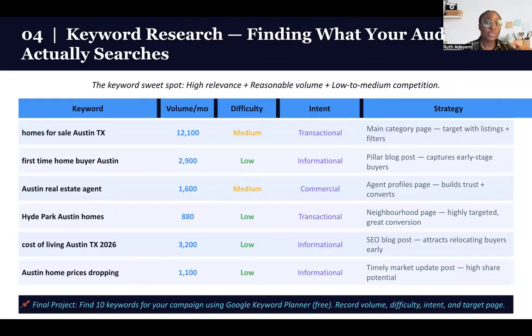Google, how do I use Google Keyword Planner? Because I don't want to spoon feed you with every information. I want to make sure that you can also do your research, right? And record the volume. I want to see what is the volume of that keyword, what is the difficulty, what is the intent, what is the target page. Give me all that information.